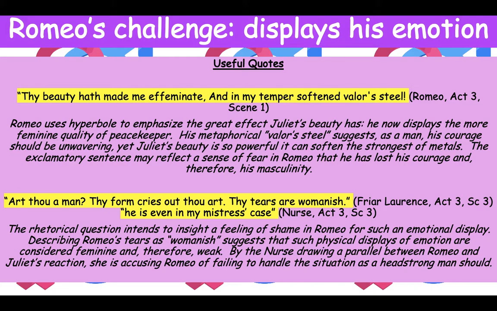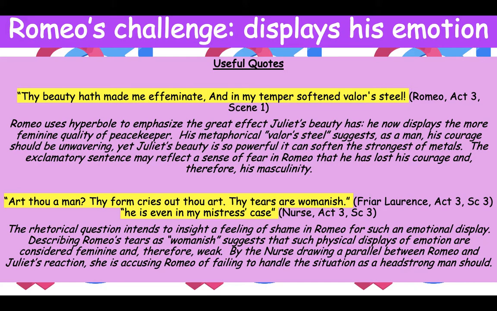His metaphorical valour's steel suggests, as a man, his courage should be unwavering, yet Juliet's beauty is so powerful it can soften the strongest of metals. So that's really highlighting the power of love. The exclamatory sentence may reflect a sense of fear in Romeo that he has lost his courage and therefore his masculinity. We also see this in Friar Lawrence, a holy man, so this really highlights how deeply embedded these stereotypes are, and how even influential people in society upheld these views on how men should be.